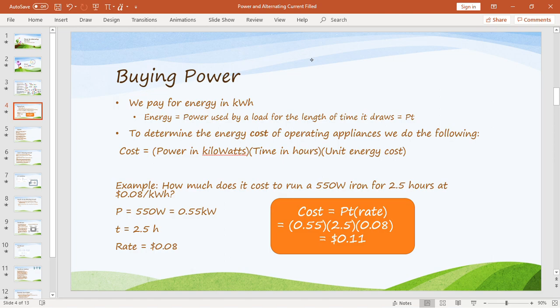Okay, you're going to have a cost formula. This is key. A little bit of different variable. Make sure your power is in kilowatts. Time should be in hours.